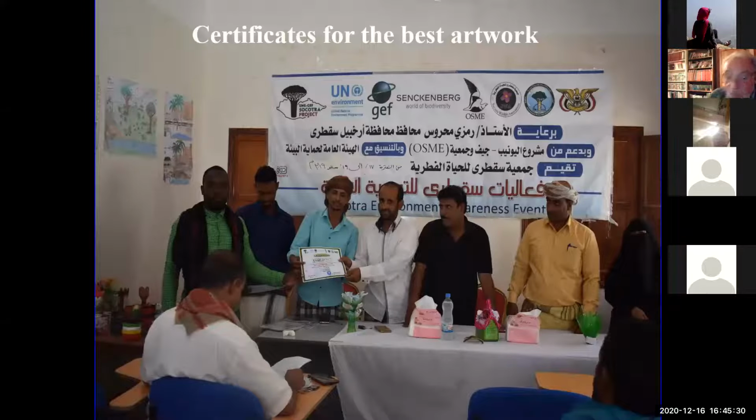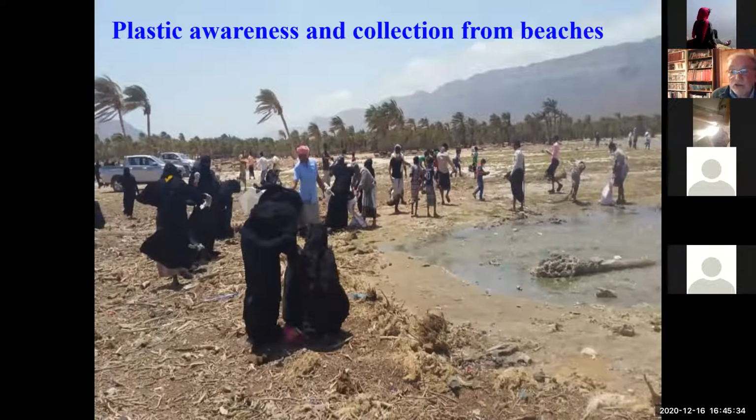Certificates for the best artwork were presented, and there was also plastic awareness with plastic collection from the beaches. This is only one of the photographs that I was sent during those days, but the amount of rubbish and plastic that was being collected was really, really worrying, and it was great that our Socotran colleagues were realizing that this was an issue that had to be addressed.